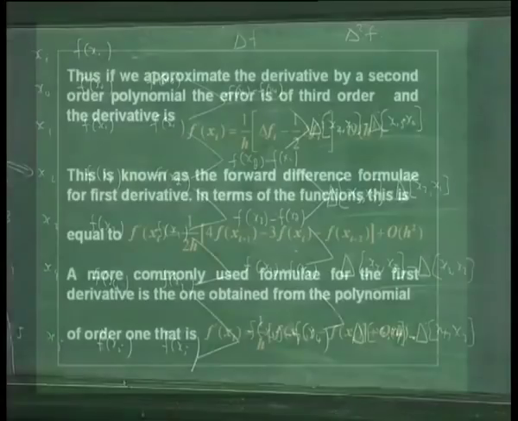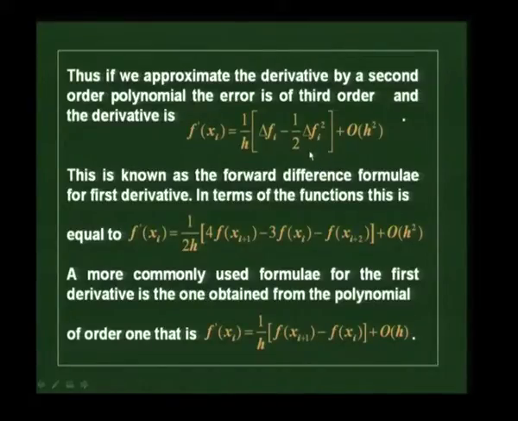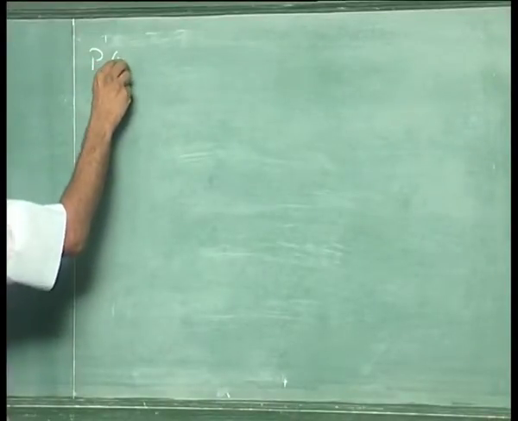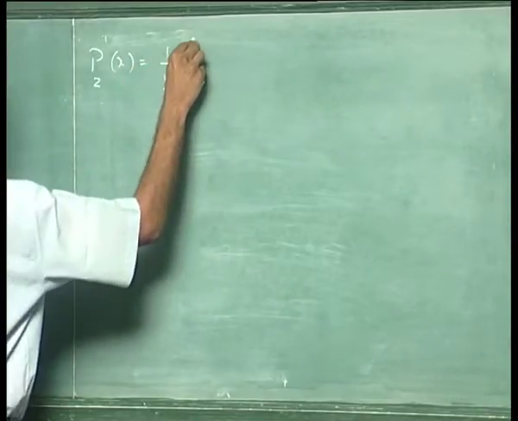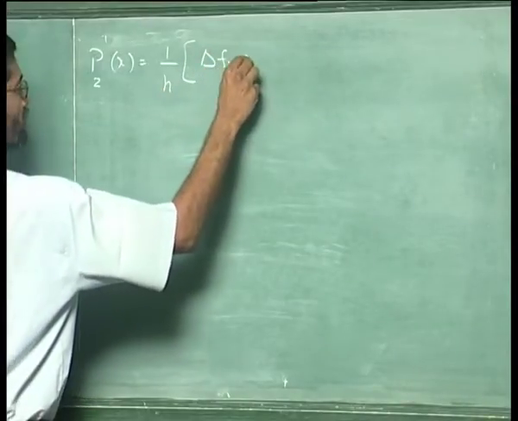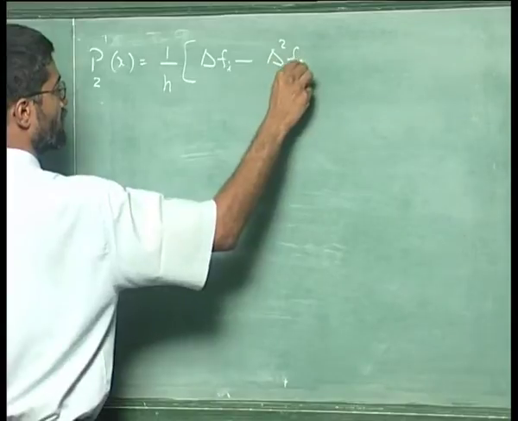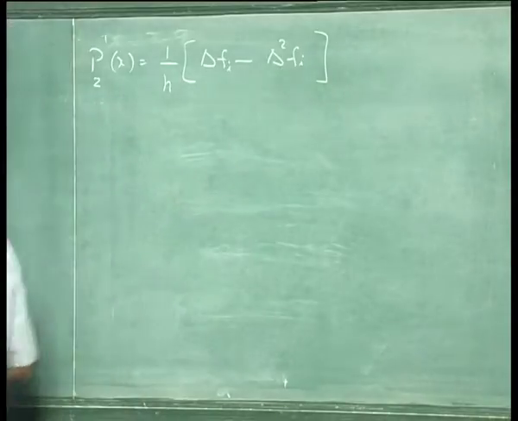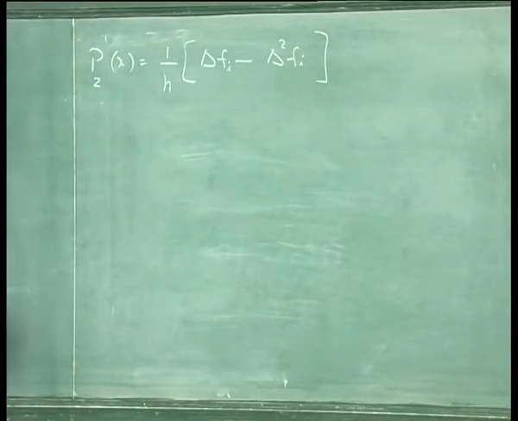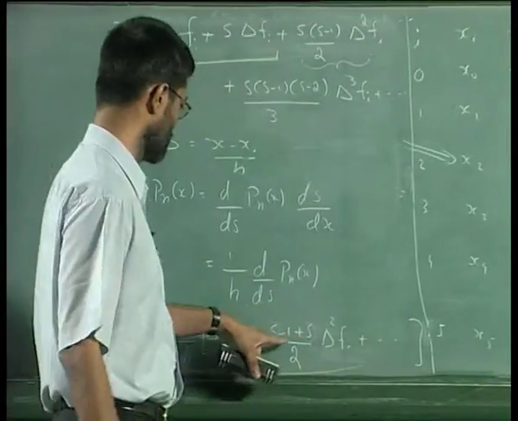I can substitute for this into this table, and then I would get f prime of xi as, if I substitute for delta fi, let me write this here. What I am saying is that I can write my derivative Pn prime of xi, using an order 2 polynomial, as 1 over h into (delta fi minus del 2 fi by 2). I just put s equal to 0, and then I get del 2 fi by 2.